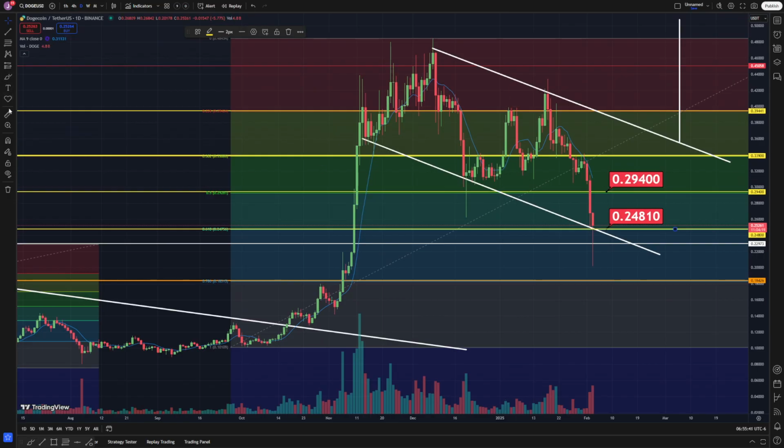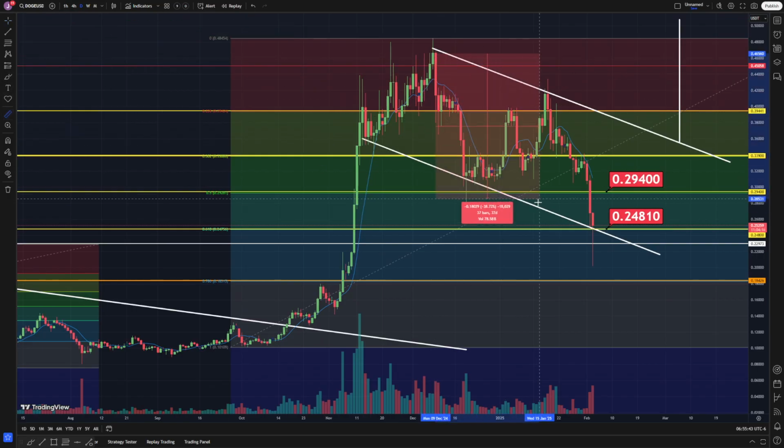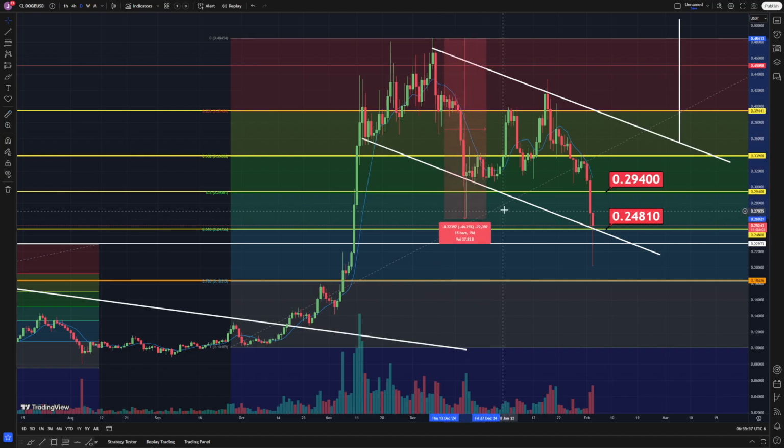Okay, let's do another thing though. From the top to the bottom, something like this. This is around 46% at this point. Well, not from the top, but from these bodies. Let's see, from here to here. That's around 50% down, or 50% to the downside.